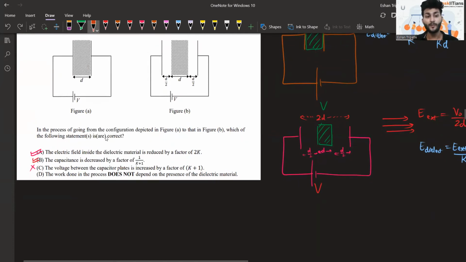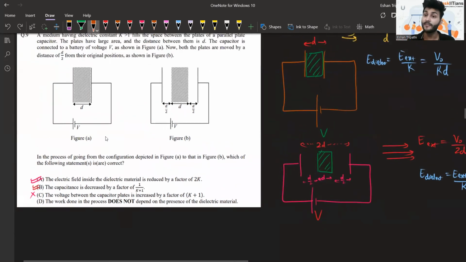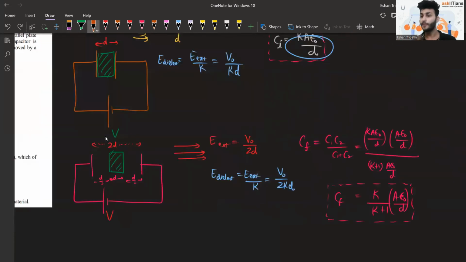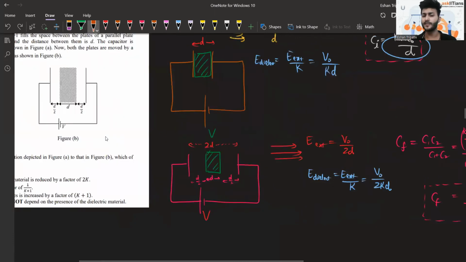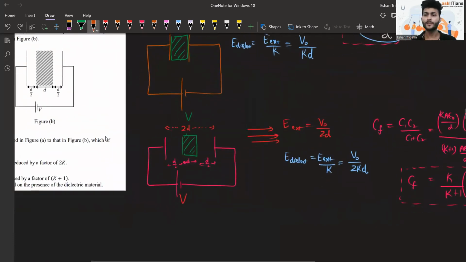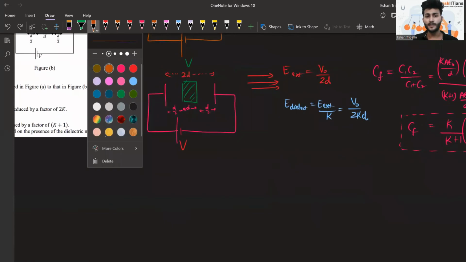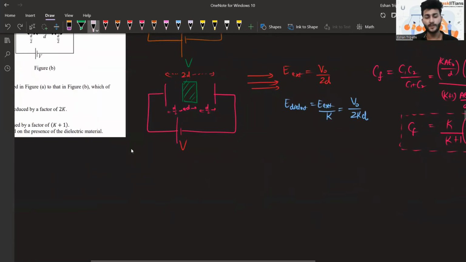And then moving to the fourth part, the work done in the process depends or does not depend on the dielectric. First of all, which work done are they asking? They're asking the work done by the external force, which is actually pulling this plate apart. For that, we need to know the initial energies, final energies, and then comment upon it. Earlier there was some initial capacitance, which we have already found out, K epsilon naught A by d. So what is going to be the initial potential energy stored? The potential difference is V, so we're going to use half Ci V square as the initial potential energy stored.